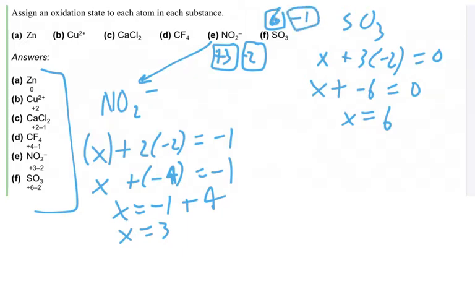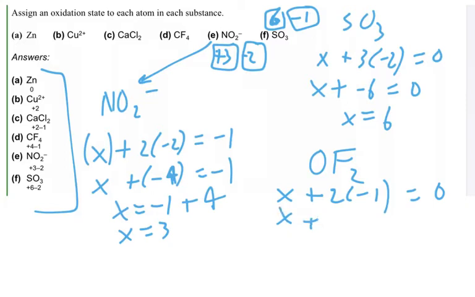Okay, now I did want to show you a scenario where you have oxygen. The only member in the periodic table that's more electronegative than oxygen is fluorine. So I'm going to show you how oxygen is actually positive here. So let's put X for oxygen. We know that there are 2 fluorines. Each fluorine is -1. Fluorine will always be -1. When you do the math here, okay, you got X - 2 is equal to 0.